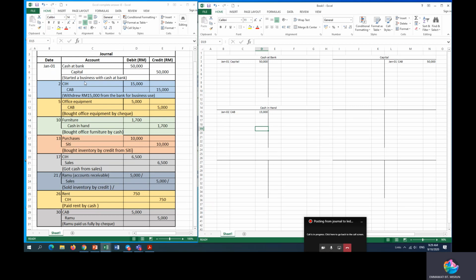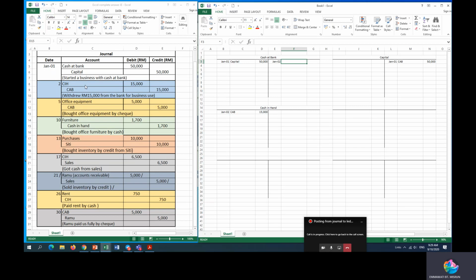And next is we have cash at bank. So we're going to use the same cash at bank account that we had in January 1st. So we have it on the credit side of cash at bank. So we should have it here. Okay, on the right side of your ledger. So the date is January 2nd.